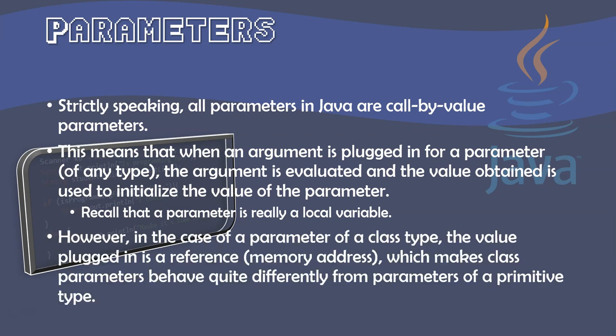However, in the case of a parameter of a class type, such as String or something like our toy class or my class, Pet, whatever, the value plugged in is a reference or a memory address, as we've talked about a little bit in our last few lessons, which makes a class parameter behave very differently from the parameter of a primitive type.